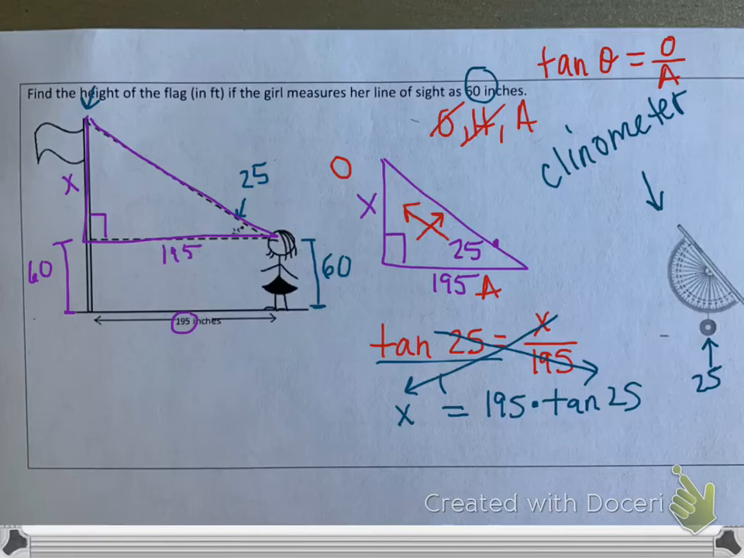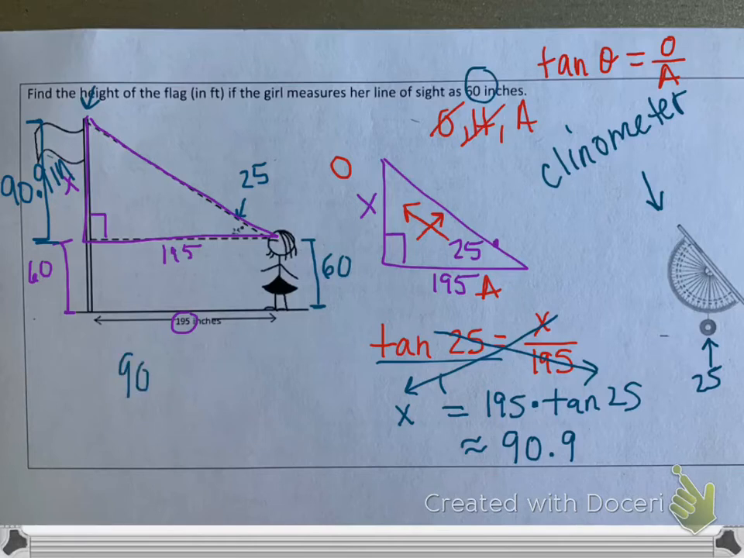So to type this into a calculator, and then we're going to round to the nearest tenth, type in 195 times 25 tangent equals, and I get approximately 90.9. So far in this picture, from here to here is 90.9 inches. And again, in order to find the entire height, I would have to add 60 to that.